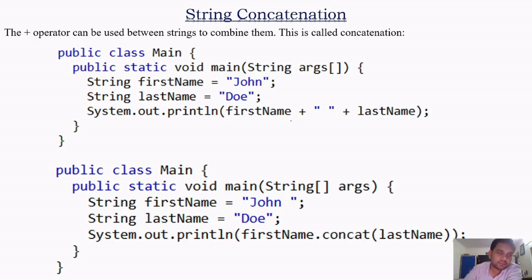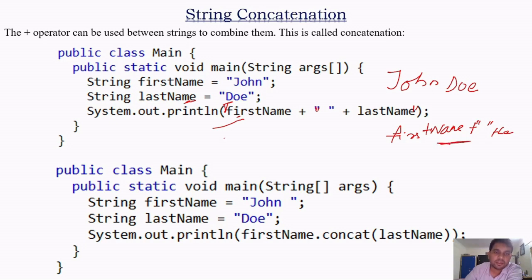Next is string concatenation. The plus operator can be used between two strings to combine them. This is called concatenation. Here we have assigned the first name as John and the last name as Doe. We want to print both names together. So we print System.out.println, firstName plus, within double quotes, a space, plus lastName. It will print like this, John Doe, with some space. Don't make the mistake of giving double quotes around the whole thing, because then it will print the text as written, firstName plus lastName.